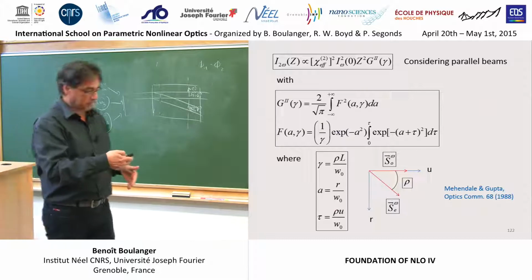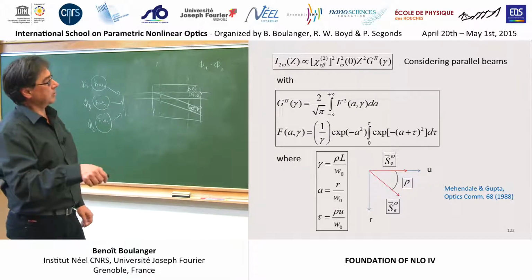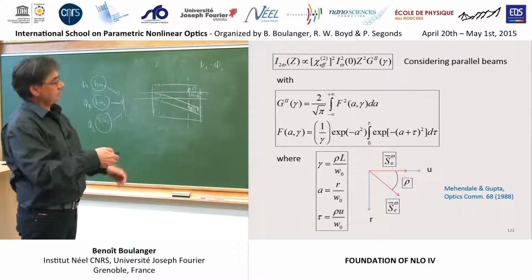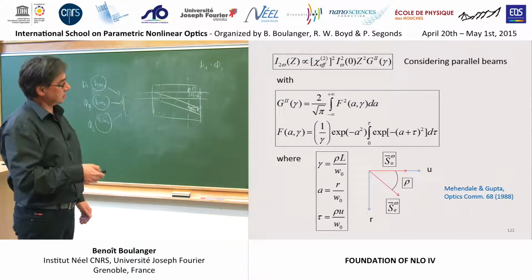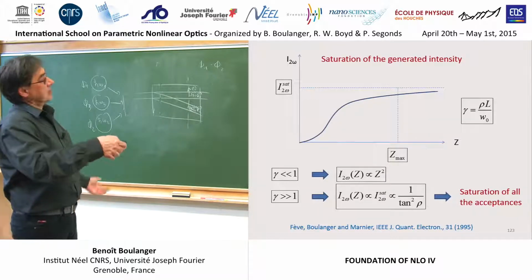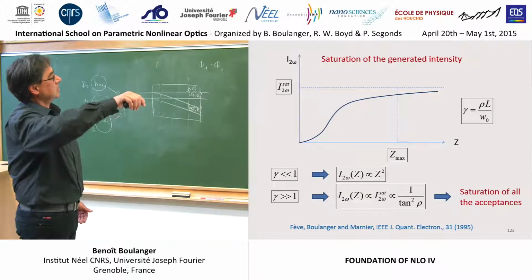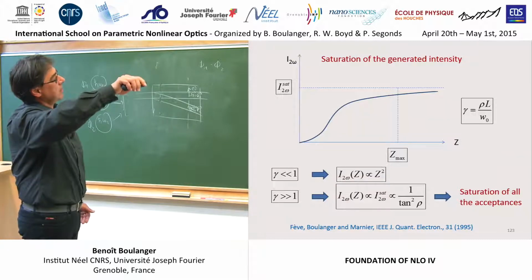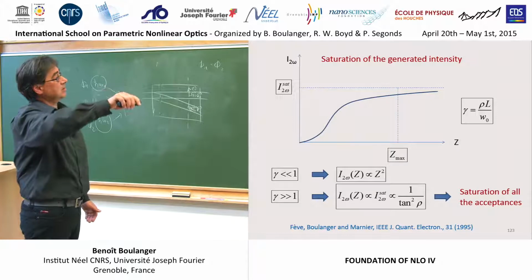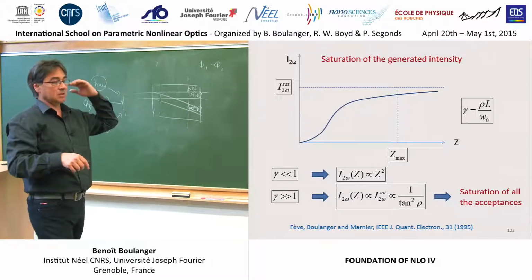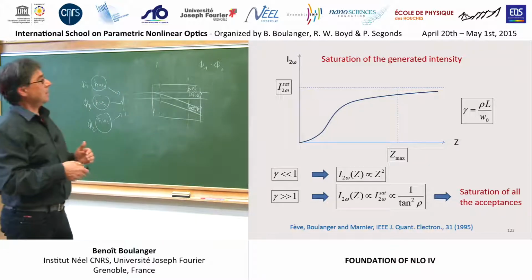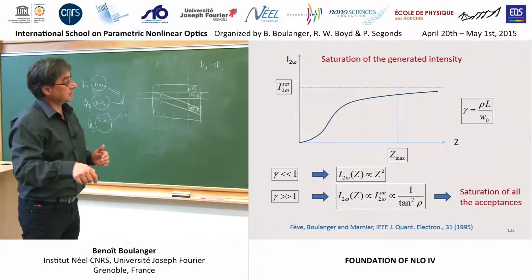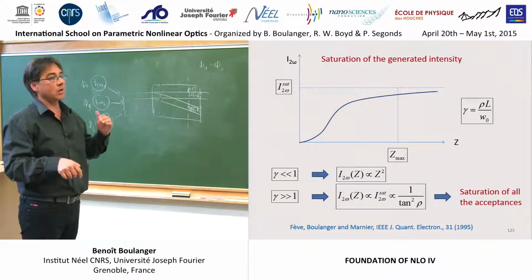It was well modelized by Mehendal and Gupta. They defined some relevant geometrical parameters. And obviously, we have something like this: a quadratic evolution, then something close to a linear evolution, and then a saturation. So from Zmax, the conversion efficiency saturates. One important thing is that you have a saturation of all the acceptances.